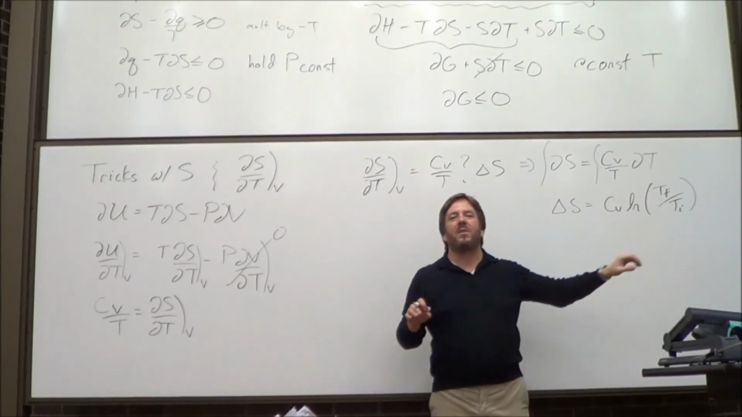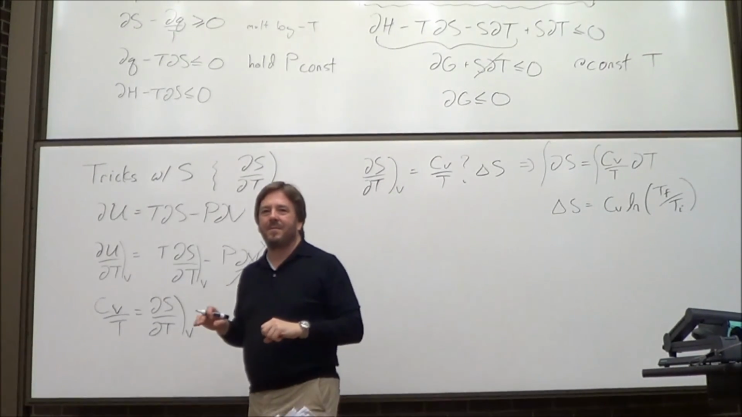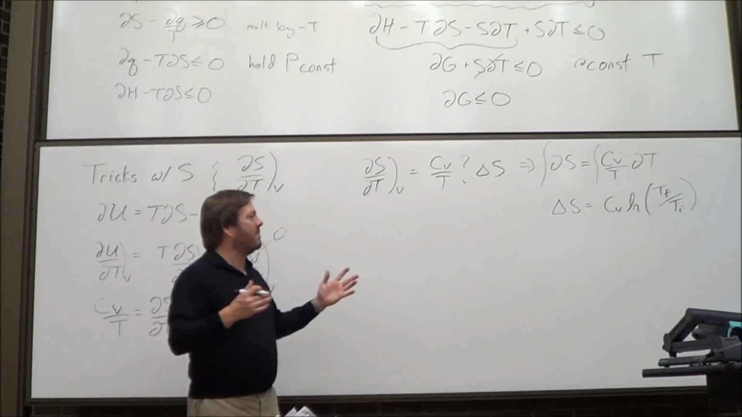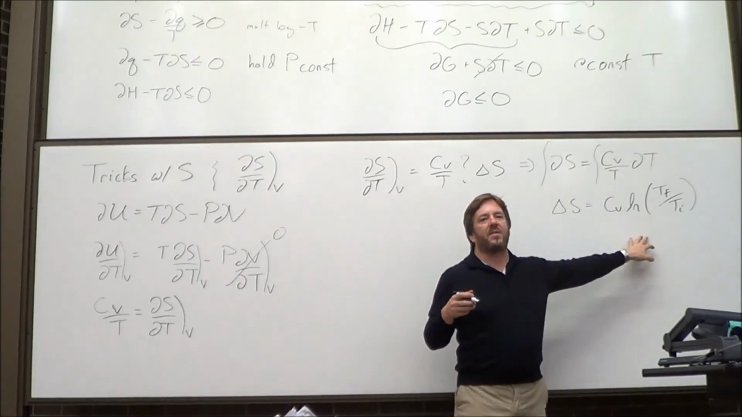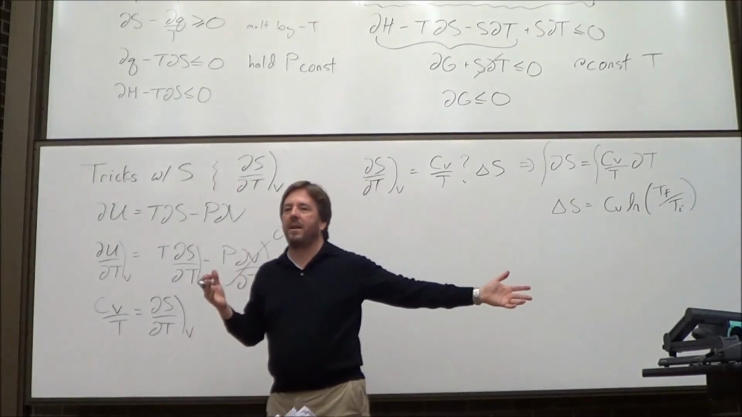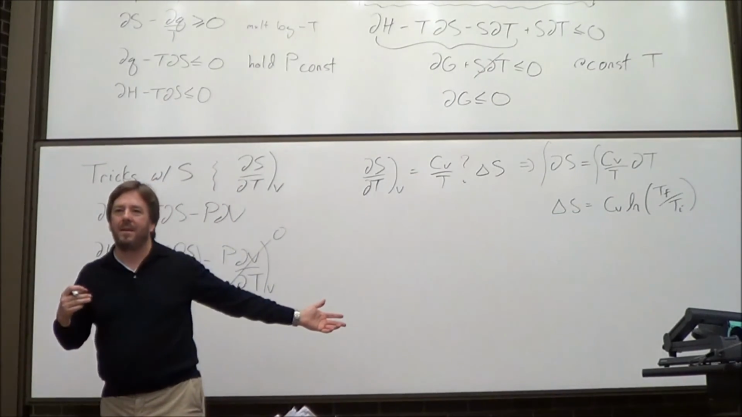But what happened to the volume part? Why did now, if I did this right, why didn't the volume, remember this is half delta S. There's an NR ln VF over VI. Why did it not come out? It should be there. Why not?